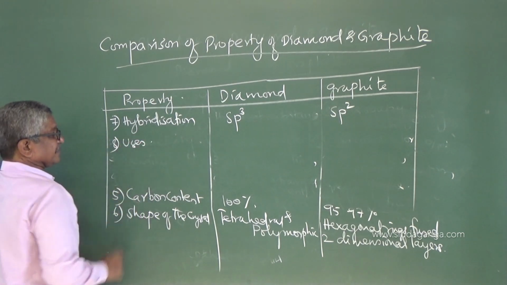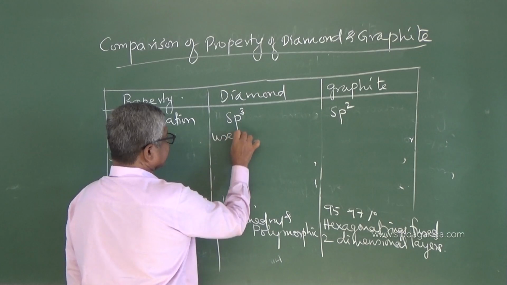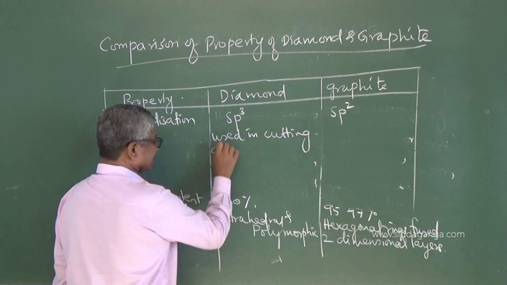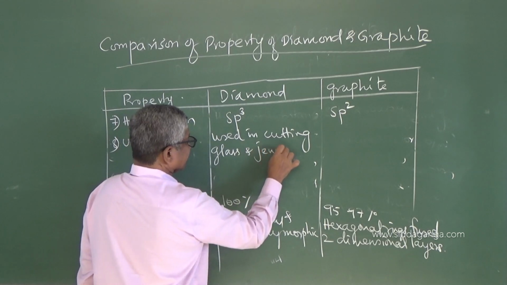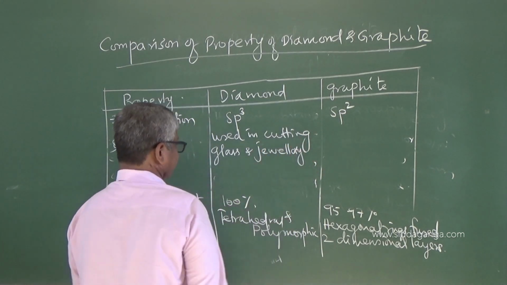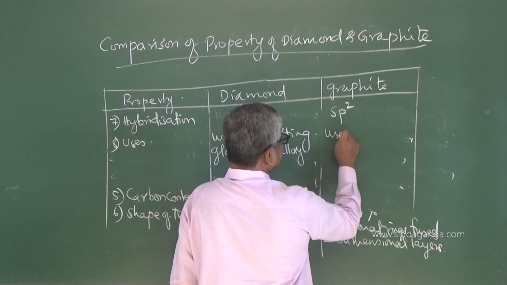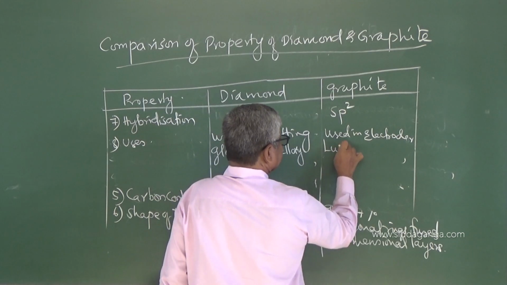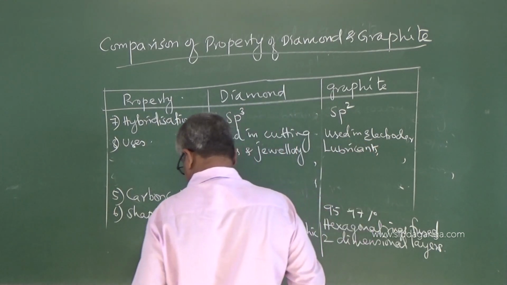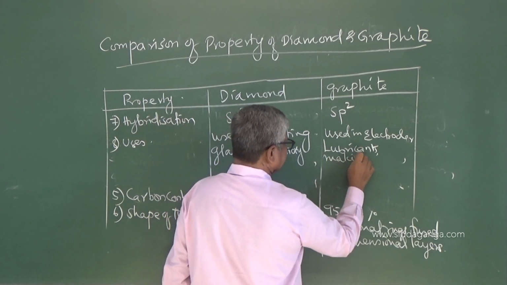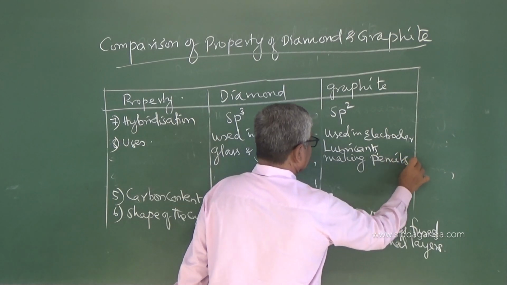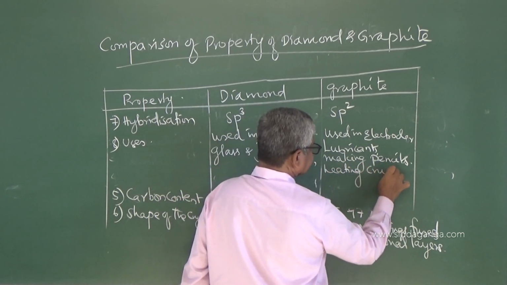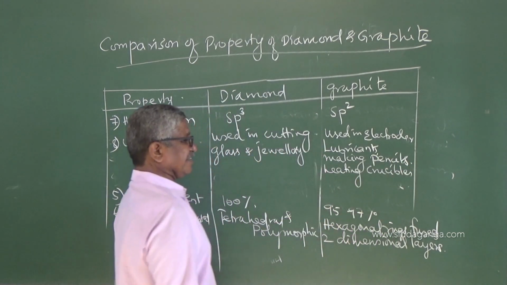Uses of diamond: used in cutting glass and in jewelry. Graphite is used as an electrode, used as a lubricant, in making pencils, and in heating crucibles.